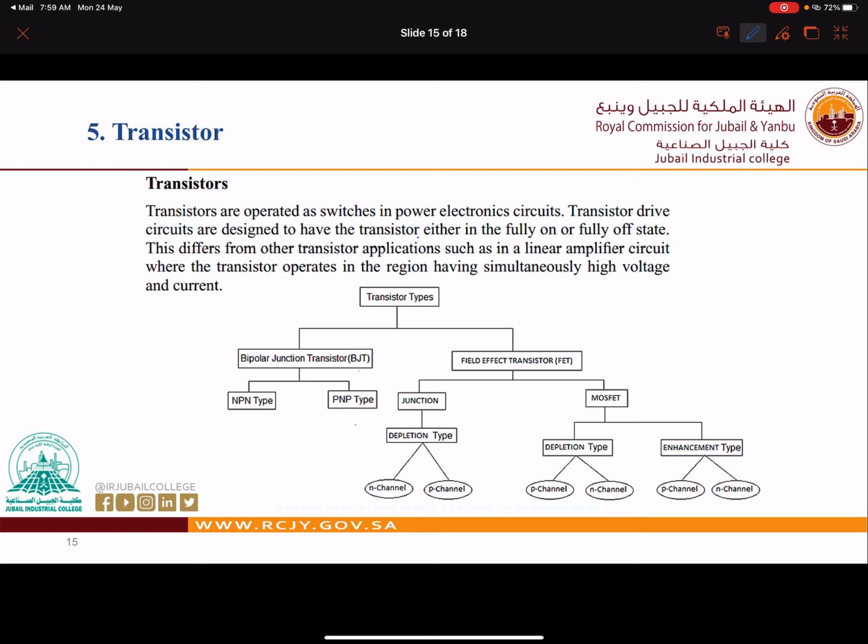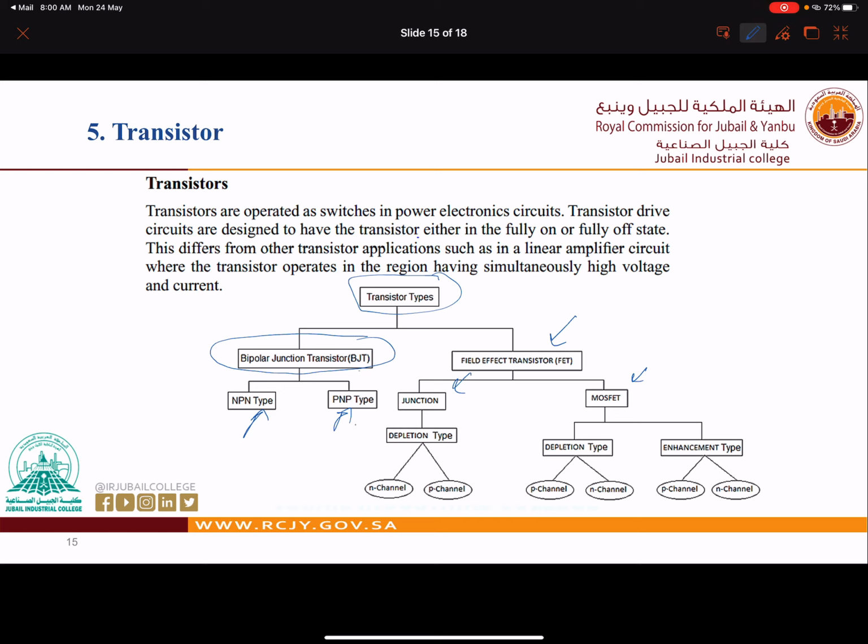Now let's go directly to the types of transistors. We have two types mainly. We have the bipolar junction transistor that you have taken in electronics, which is NPN type or PNP type. The second, which inshallah you are going to cover here in our course, is the field effect transistor, FET. And we have two types: we have the junction type, and we have the MOSFET.